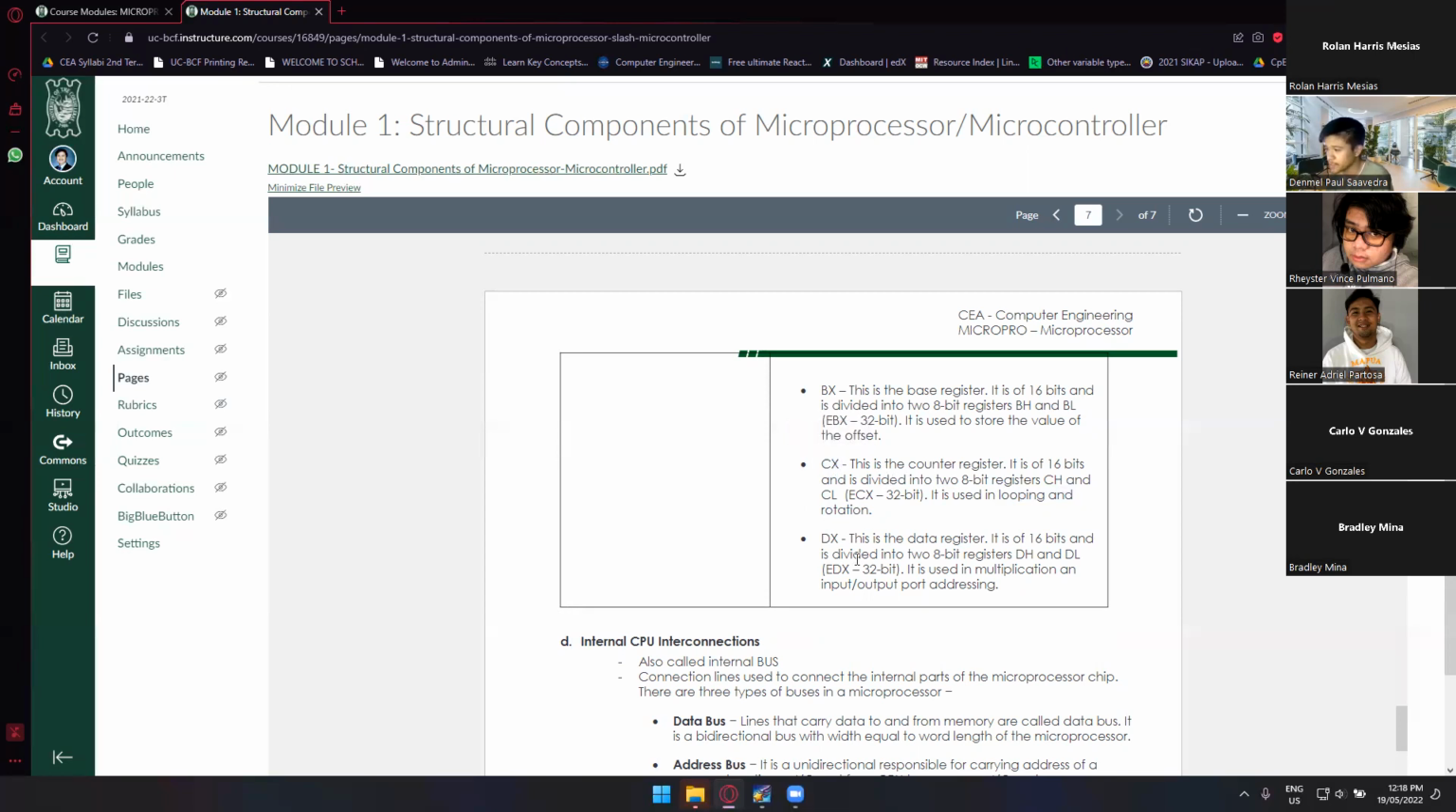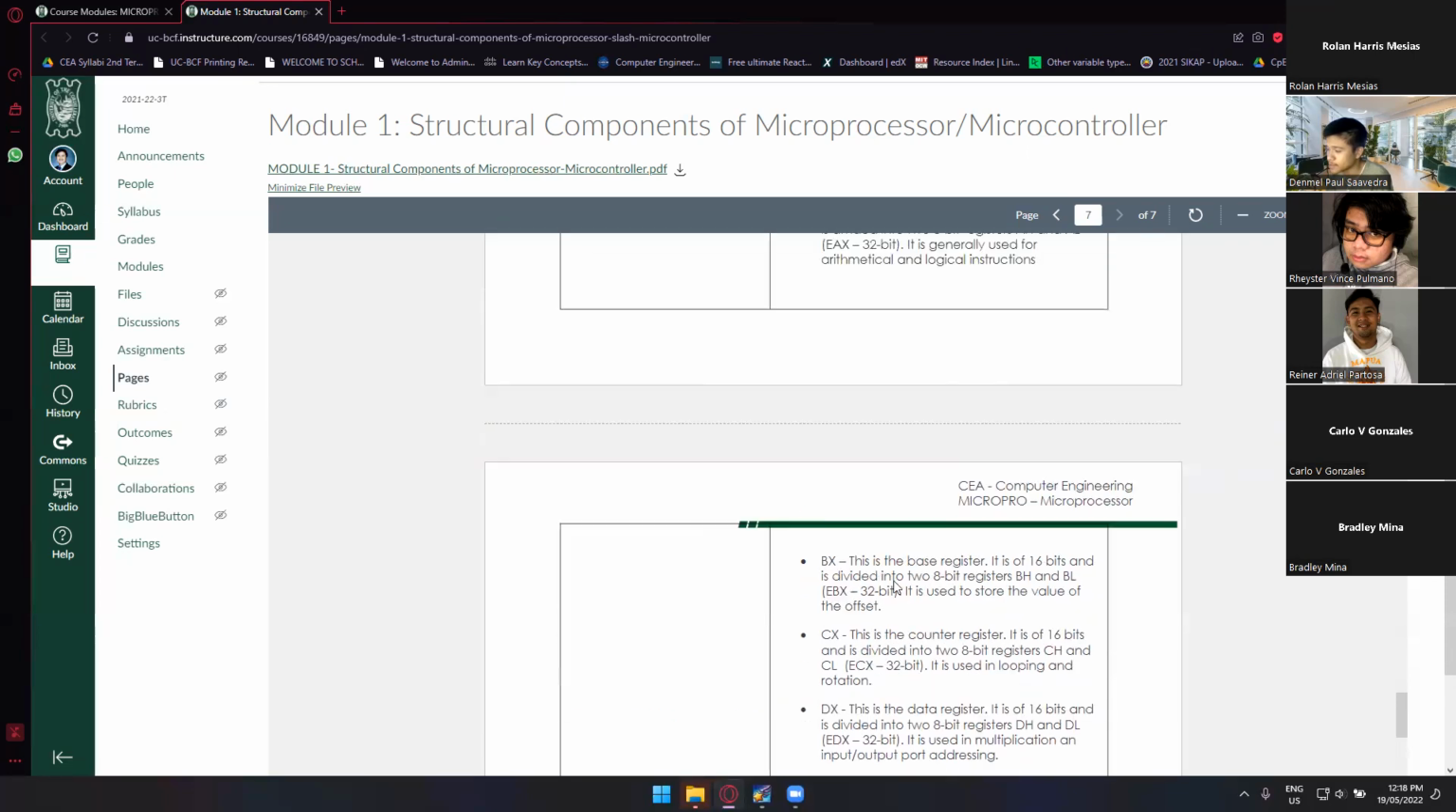And then for the DX, the last one, same, this is a 32-bit register, EDX, and it has two 8-bit registers, the DH and then DL. This one is used in multiplication and input or output port addressing.